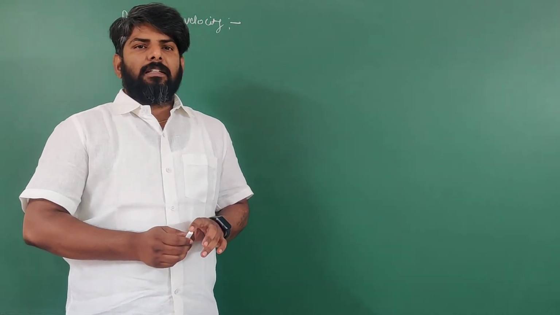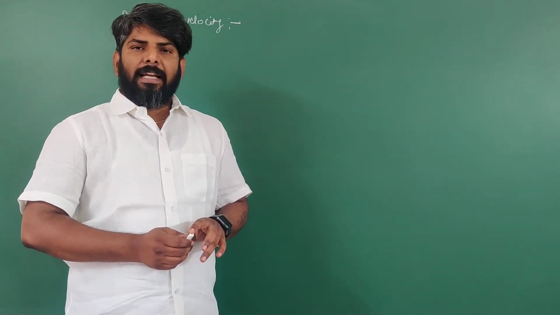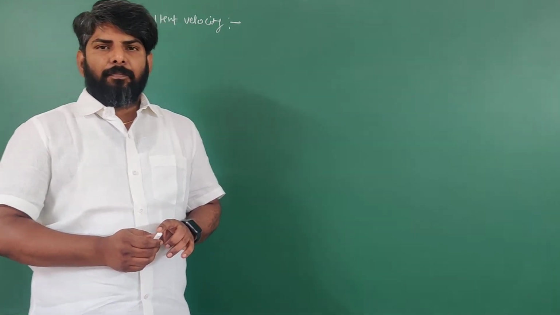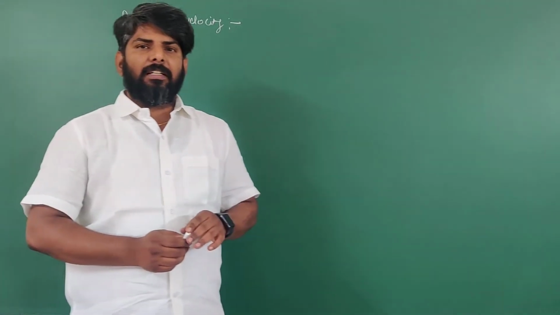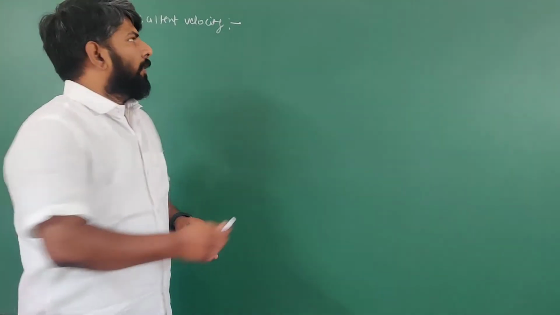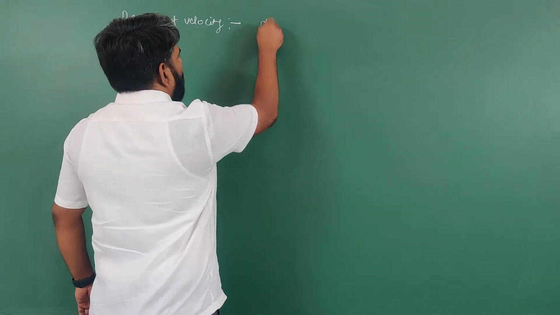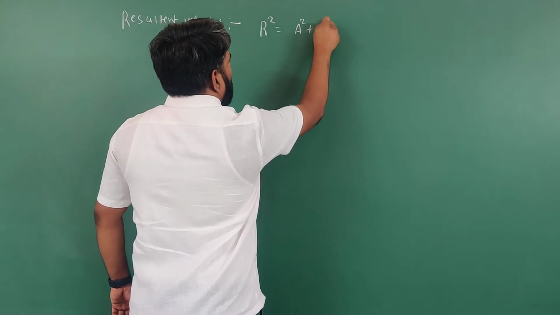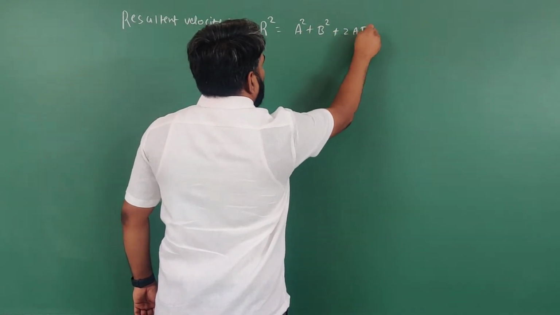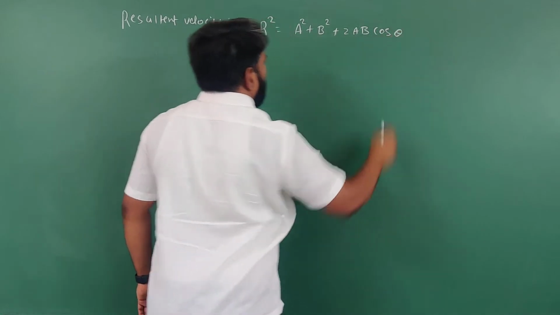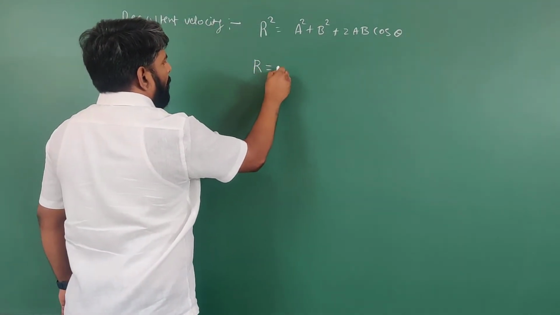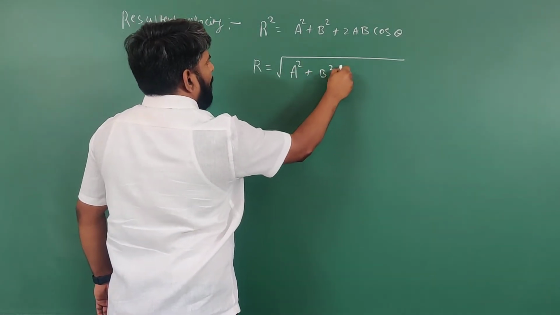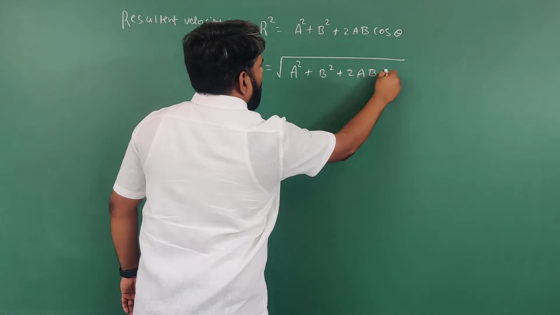Students, when two vectors are acting on the same point, then for finding the resultant vector, we need to use a formula called r square equal to a square plus b square plus 2ab cos theta, or else r equal to root of a square plus b square plus 2ab cos theta.